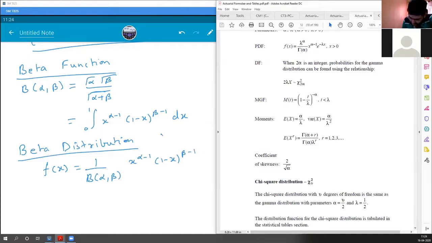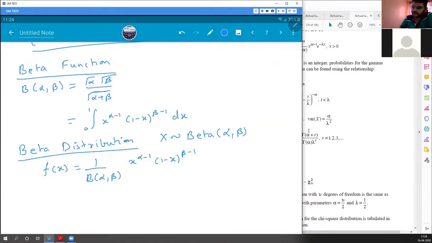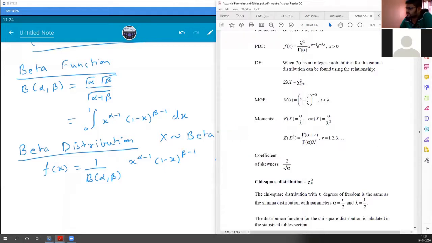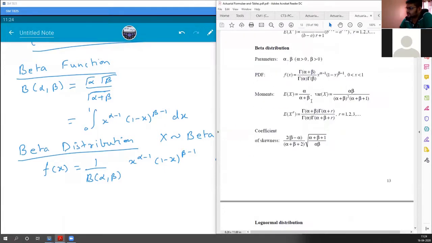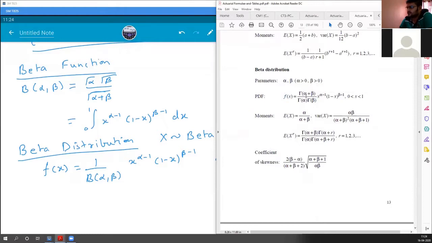We say x follows beta alpha comma beta. So we have two parameters, alpha and beta, for beta distribution. This is when x is between 0 and 1. So in beta distribution, x will always be between 0 and 1, and this becomes our f of x. This is also given in our table book. Here we have beta distribution. You can see this is what our beta distribution is.